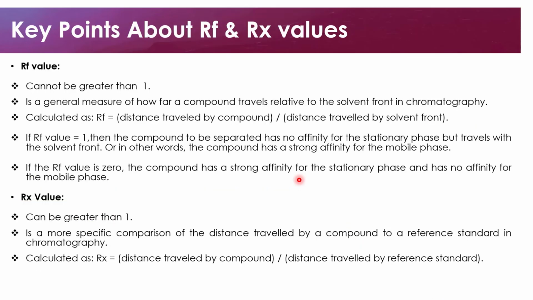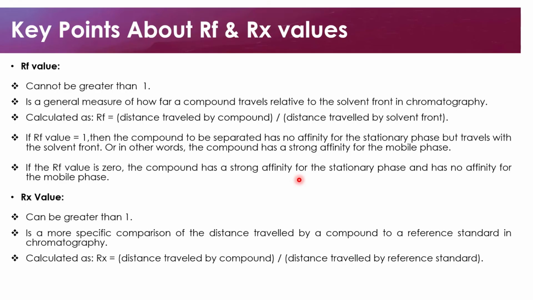So let's see some key points about RF and RS value. We'll start with the RF value. One, RF value cannot be greater than 1. And the RF value is a general measure of how far a compound travels relative to the solvent front in chromatography. It is calculated as RF equals distance traveled by compound divided by distance traveled by solvent front.